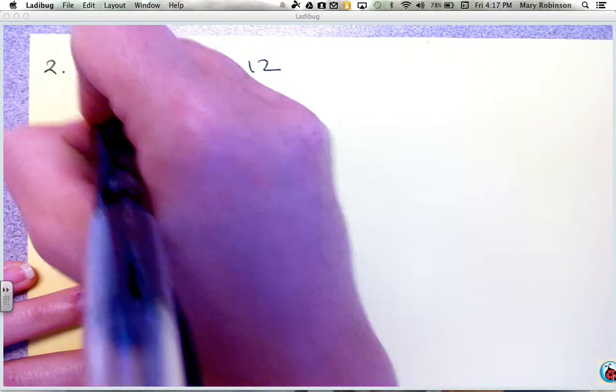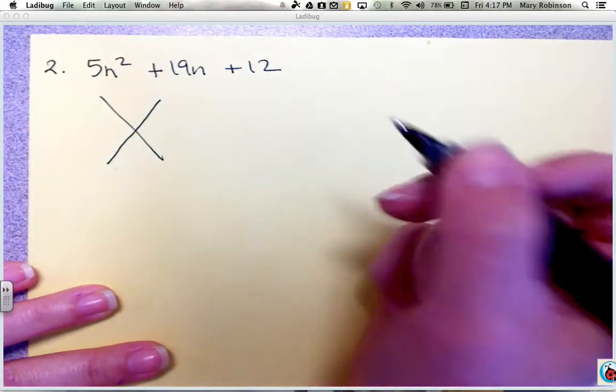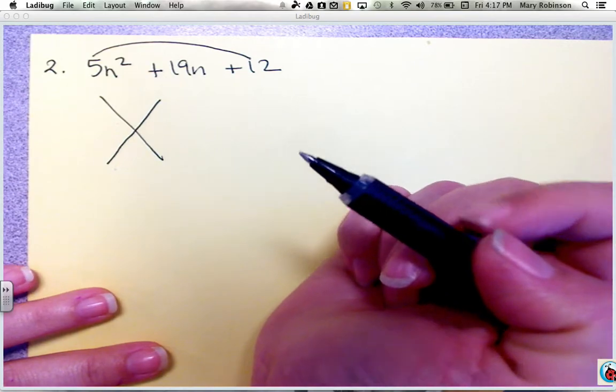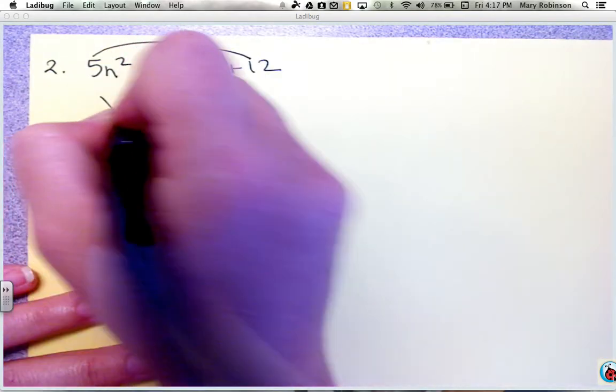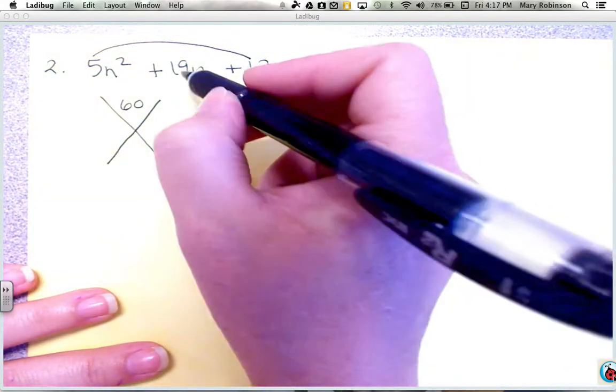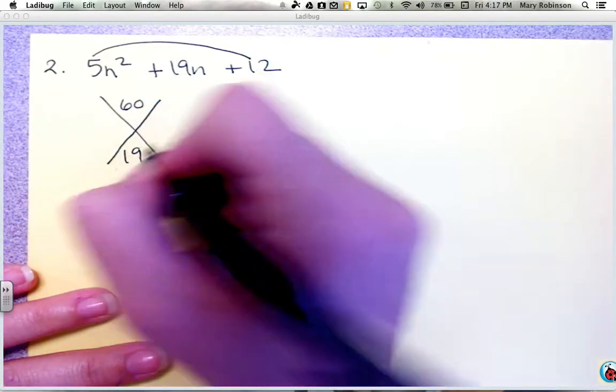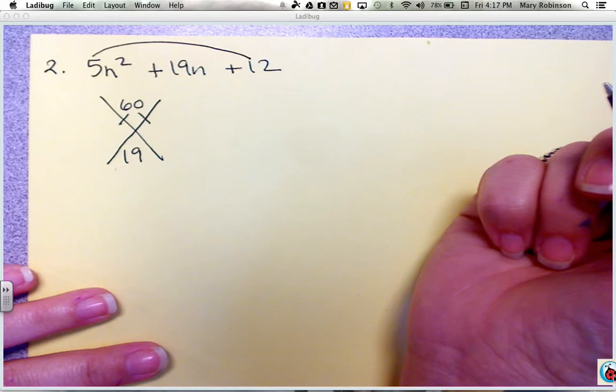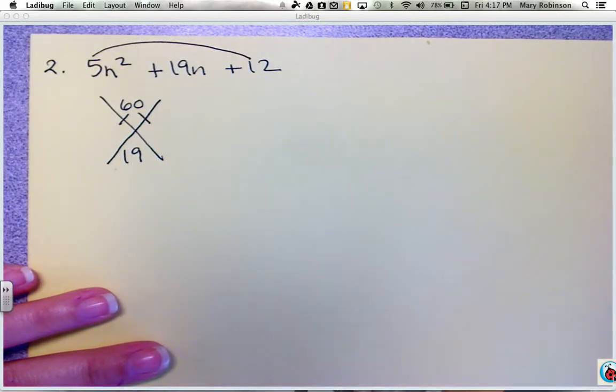So I'll begin with my x. I multiply my a and my c value. 5 times 12 is 60. My b value goes at the bottom. And then I want to find my factors of 60 that combine to give me 19.